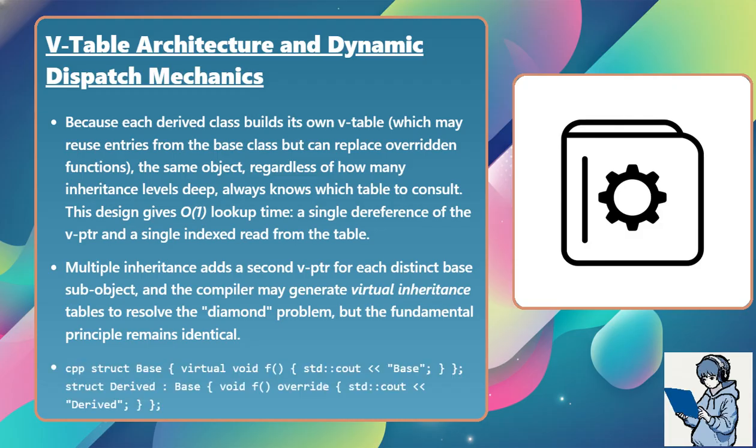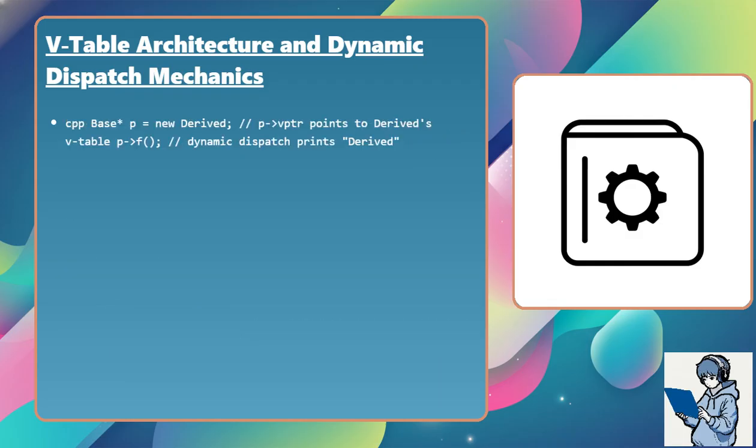struct Base has a virtual function f that prints the word "Base". struct Derived inherits from Base and overrides f to print the word "Derived". Base pointer p is assigned a new Derived object. The pointer's v-pointer points to Derived's vtable. Calling p->f() invokes dynamic dispatch and prints "Derived".